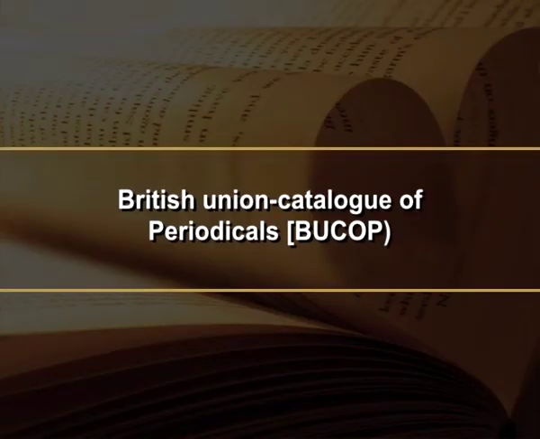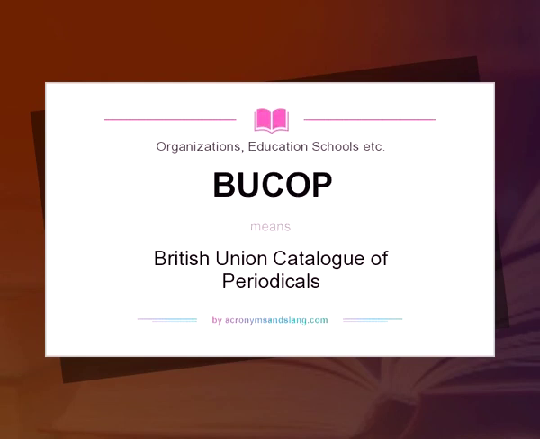British Union Catalogue of Periodicals, BUCOP. It is a record of the periodicals of the world from the 17th century to the present day in British libraries. It was published by Butterworth's Scientific Publications, London, in 4 volumes.